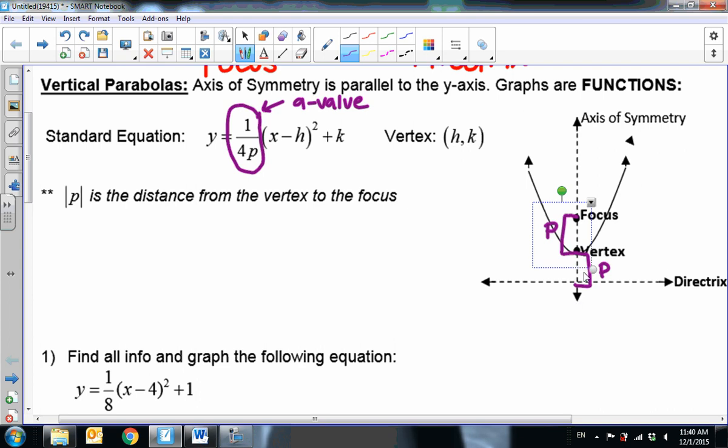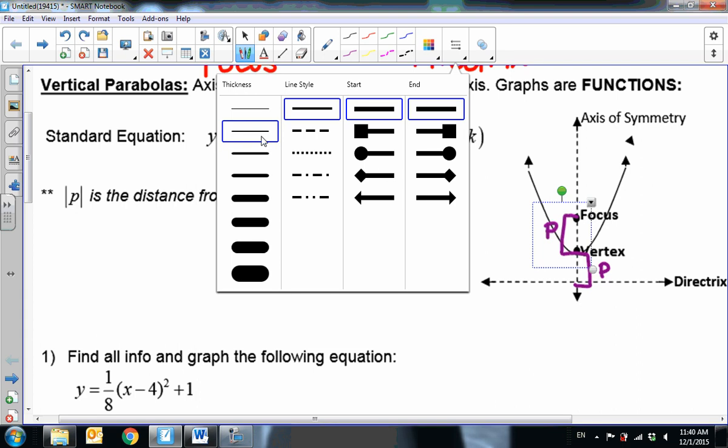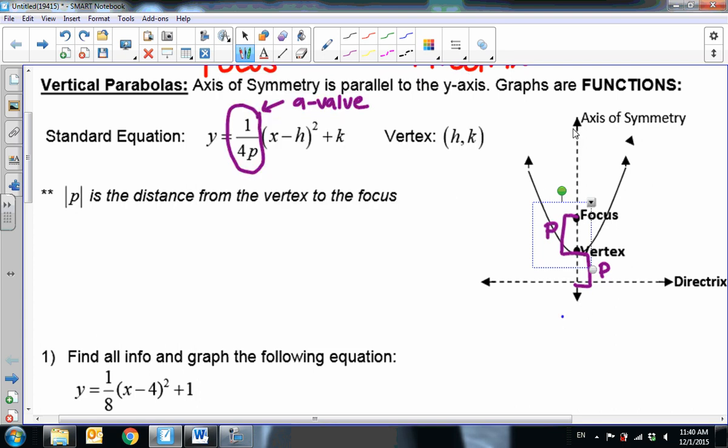Okay? What can you tell me about the relationship between the axis of symmetry and the directrix? Yeah. The axis of symmetry and the directrix are always going to be perpendicular, because one's always going to be vertical and one's always going to be horizontal. We're not talking about any rotated parabolas, just vertical and horizontal.